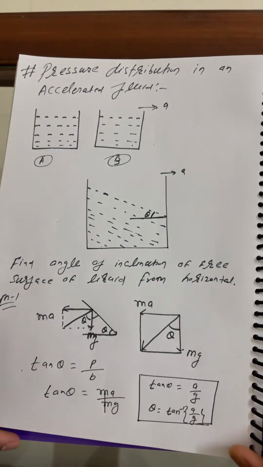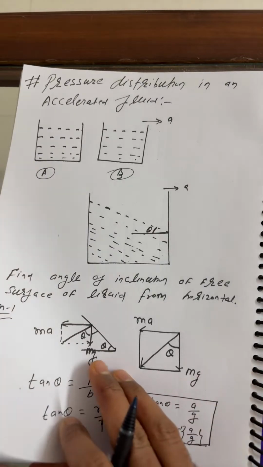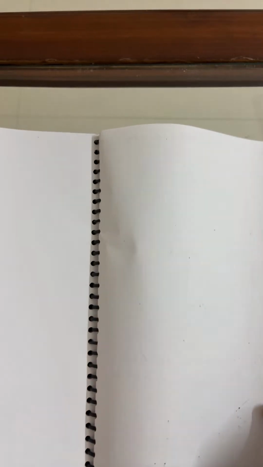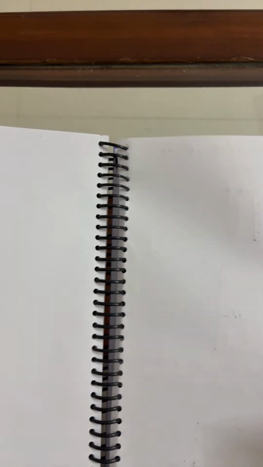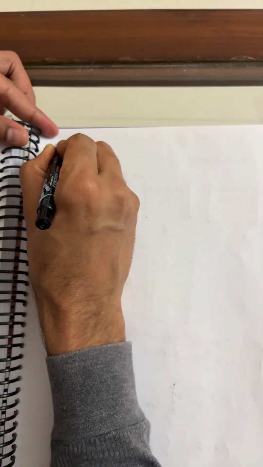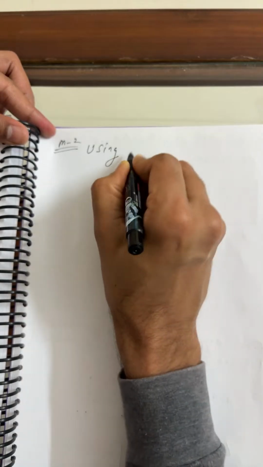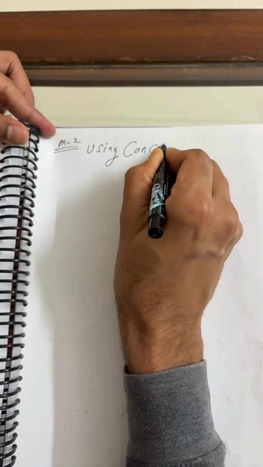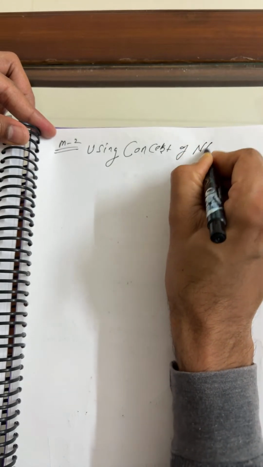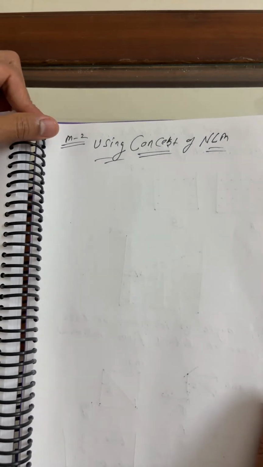Now students, the same result I can find from the concept of NLM. So this is method 2. This is the same question, and I'll do it by method number 2 as well. Here I'm using the concept of NLM, Newton's laws of motion.